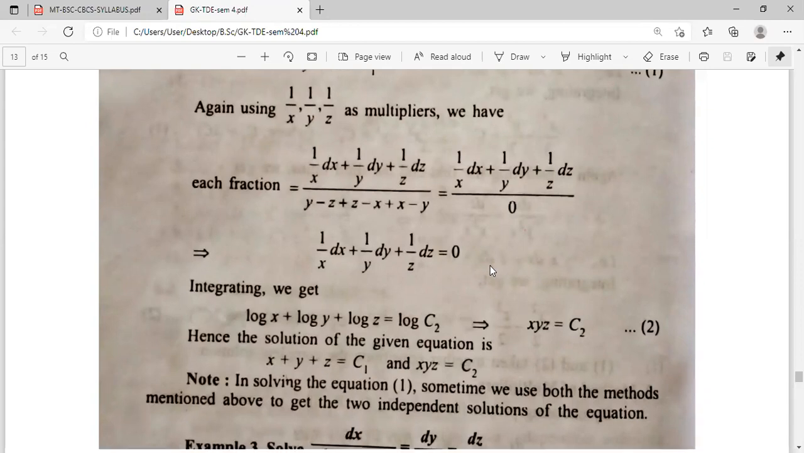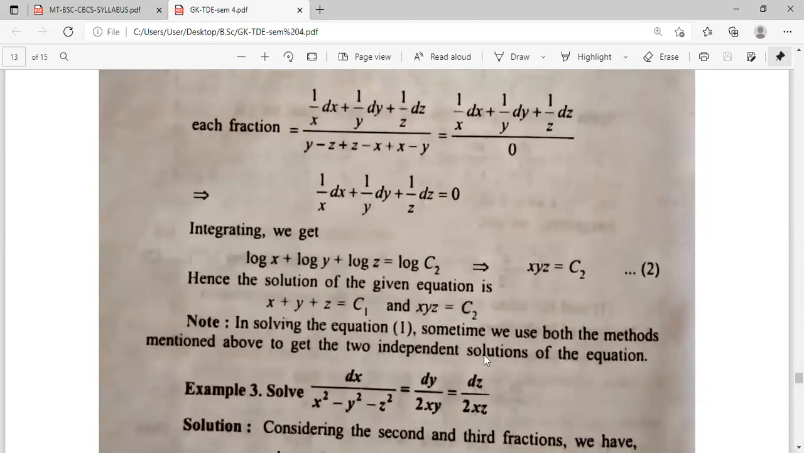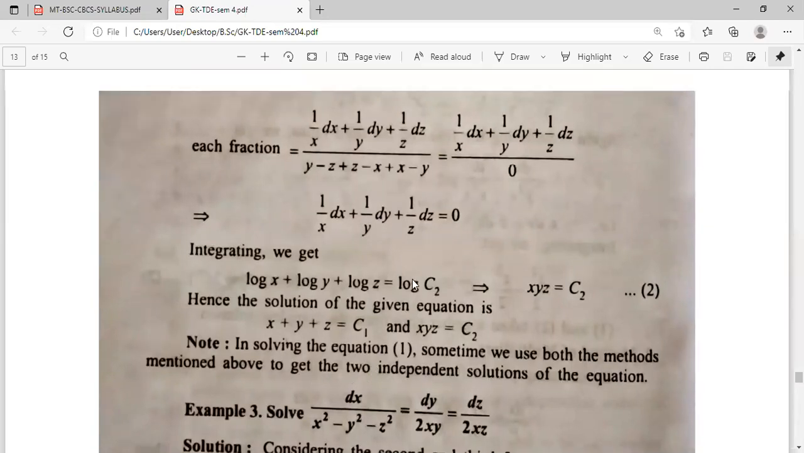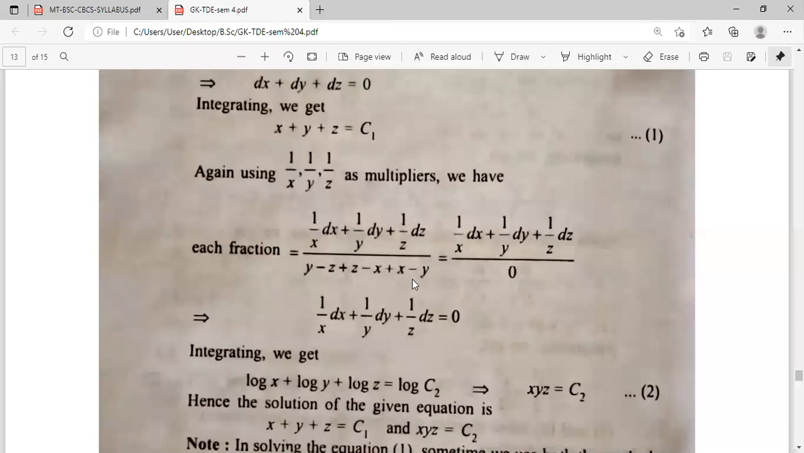Now you got two solutions. In solving equation number 1, sometimes use both the methods mentioned above to get the two independent solutions of the given equation. That means we can use either one method, the method of grouping or the method of multipliers, or we can use both the methods to get two solutions. It is not necessary to use only one method. You can apply both methods for one problem, or you can use them separately.